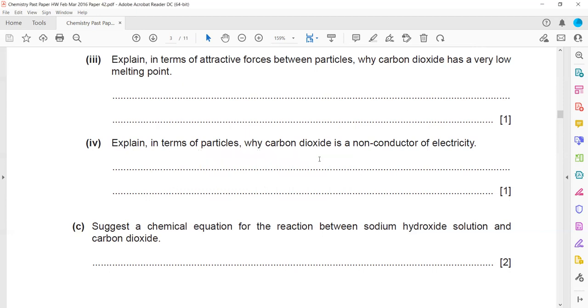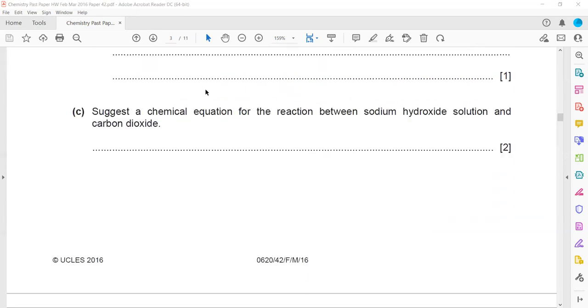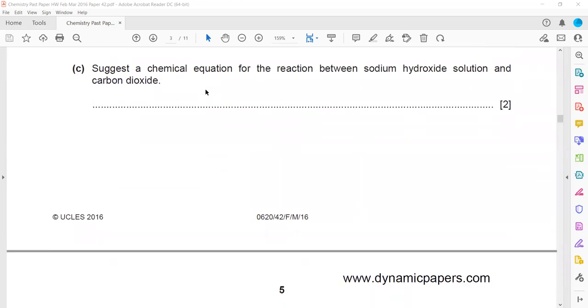Suggest a chemical equation for the reaction between sodium hydroxide and carbon dioxide. So what will be the product? When sodium hydroxide reacts with carbon dioxide, basically it is like an acid-base reaction. What is the formula for sodium hydroxide? It is a base, NaOH. Carbon dioxide is CO2. So when we compare the nature, NaOH, sodium hydroxide, is reacting with carbon dioxide.